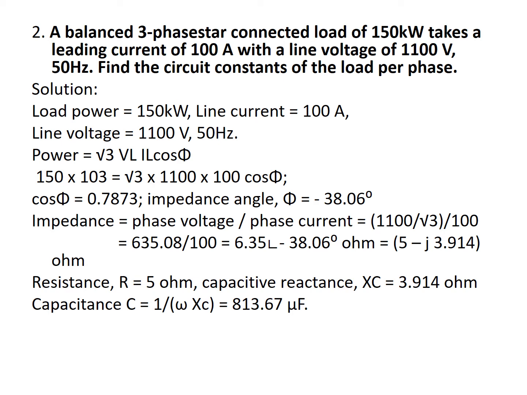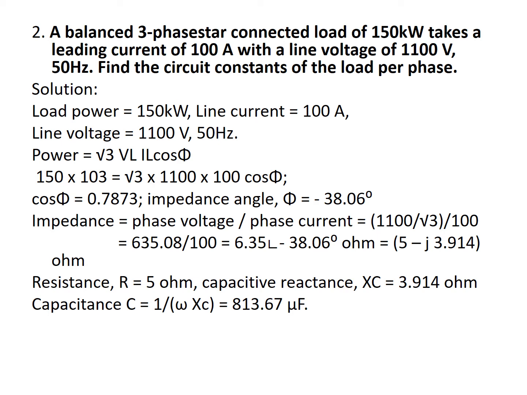So you can write the power equation root 3 VL IL cos phi. Substitute all the values, then you can calculate the cos phi value. What is the angle phi? Cos inverse of that value is minus 38.06. So impedance is phase voltage divided by phase current. How to calculate phase voltage divided by phase current? It is a star connection.